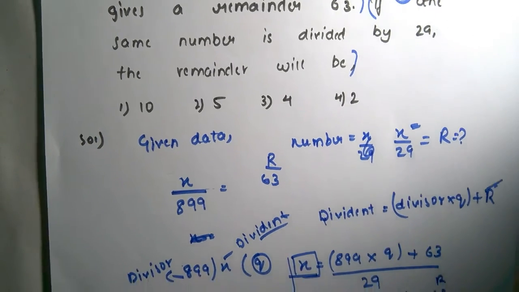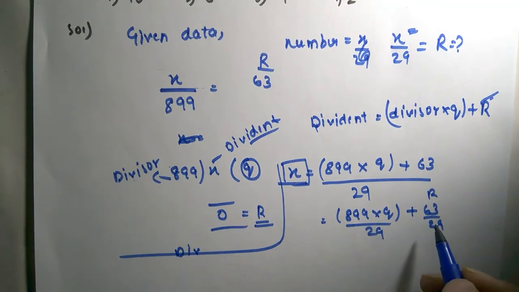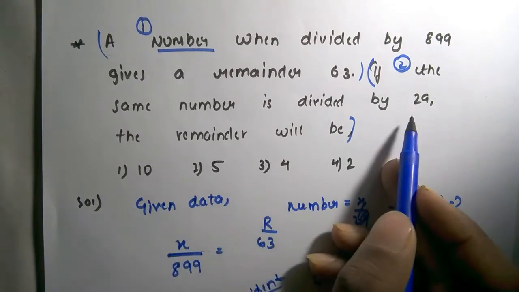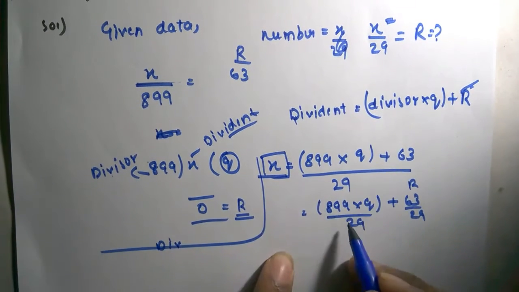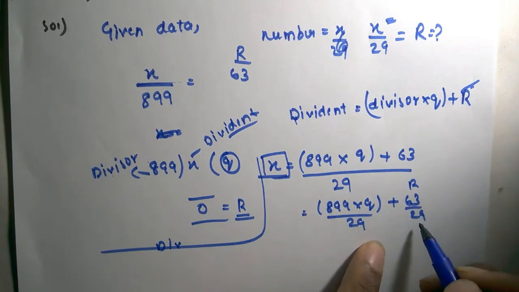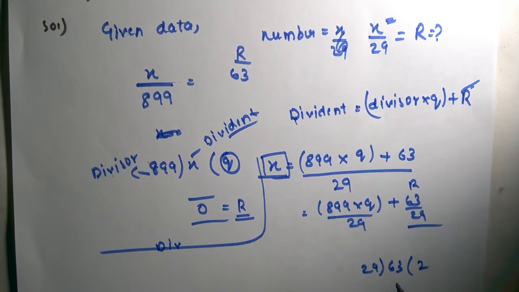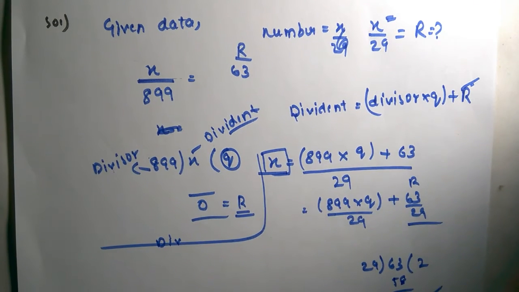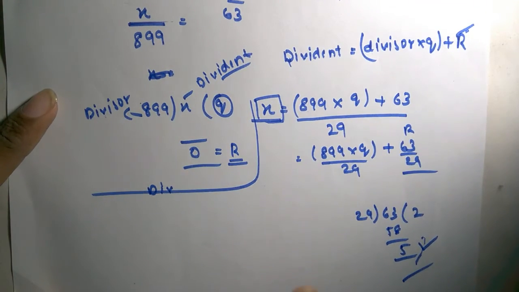Here they have asked only the remainder, so we have to solve only the remainder. Let us check once again what he has asked in the question. If the same number is divided by 29, the remainder will be. The number is x, the same number divided by 29, what will be the remainder? He's asking the remainder. So here solve this: 63 by 29. 29 twos are 58. What will be remaining? 5. So 5 will be the remainder, guys. This is the answer.